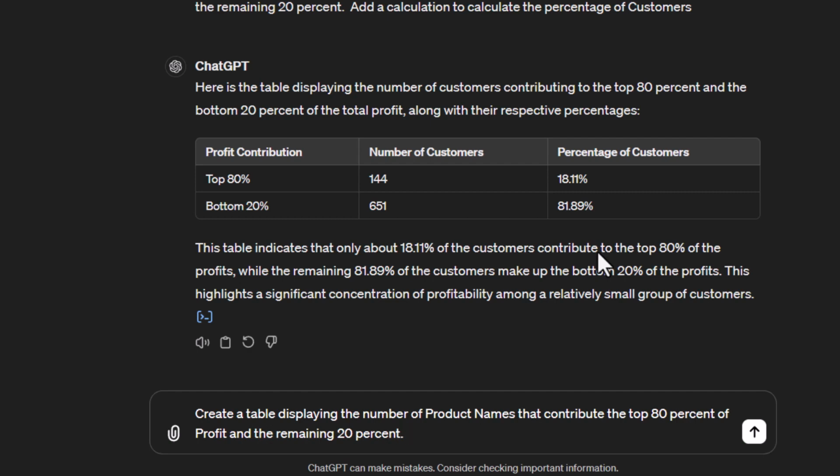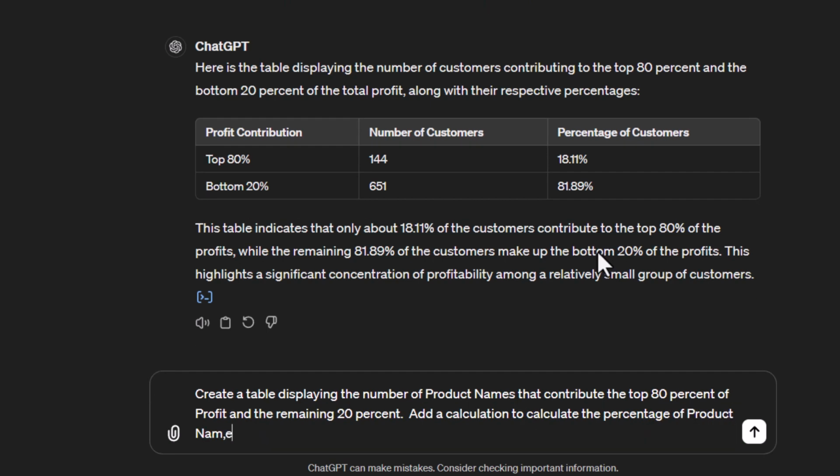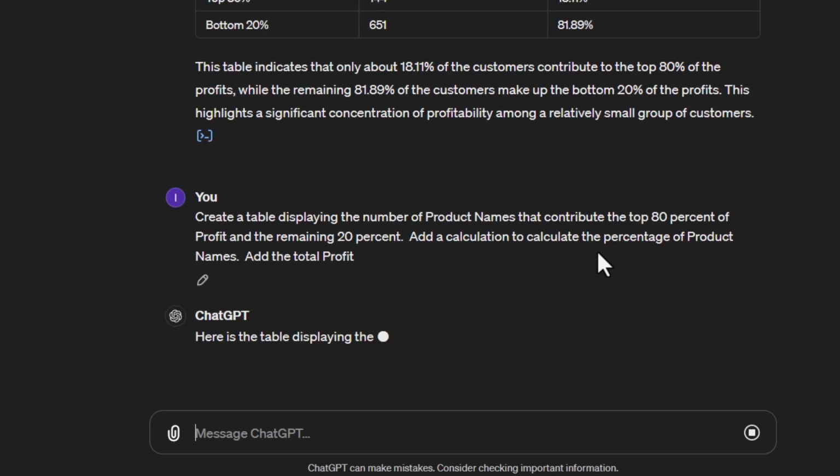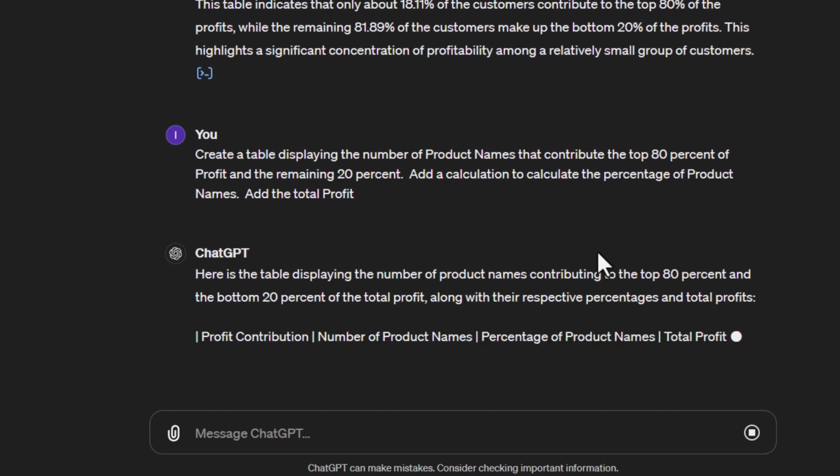Okay, again, what we wanted to do is to add a calculation, and we're going to tell it to calculate the percentage of product names. Let's just correct that. And also in this case, I'm going to ask it to add the total profit as well. Okay, so let's submit that. Okay, so here we go. We're getting our table. Let's hope it's pretty much what we're expecting to see.